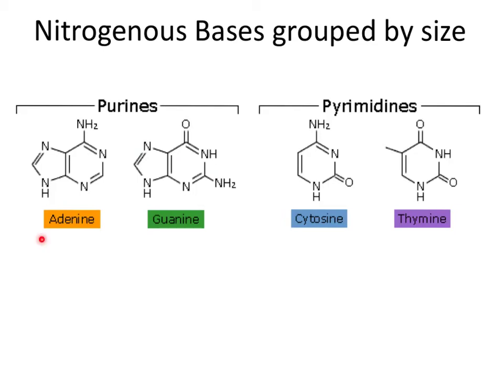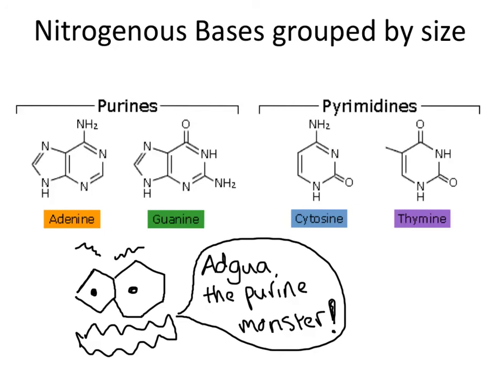First off, adenine and guanine are rather large nitrogenous bases, and so they are called purines. Purines are the large ones. And then cytosine and thymine are a little bit smaller. Look, they're only one ring large, and they are called pyrimidines. It's sometimes easy to mix these up, and so sometimes I draw this little goofy monster to help me remember. So Agua, the purine monster, is the monster that I invented in order to remember that adenine and guanine are both the purines, and so they have these very large double-ringed structures, whereas cytosine and thymine are the small ones.